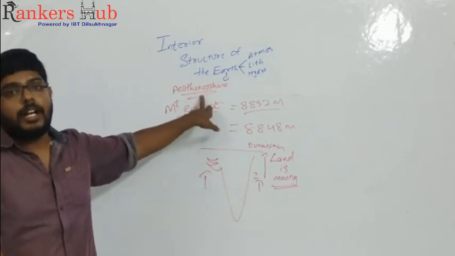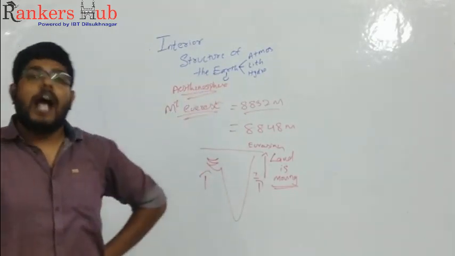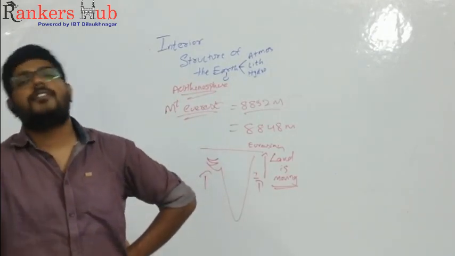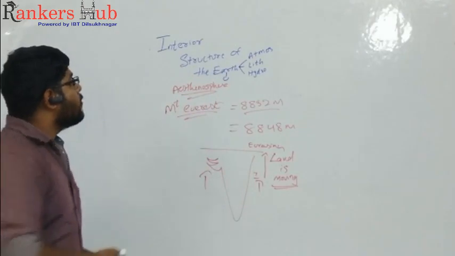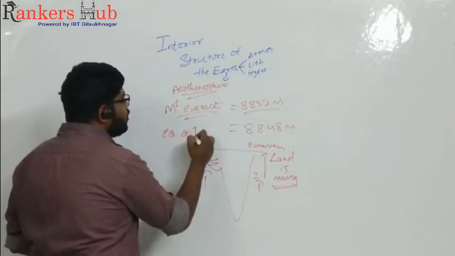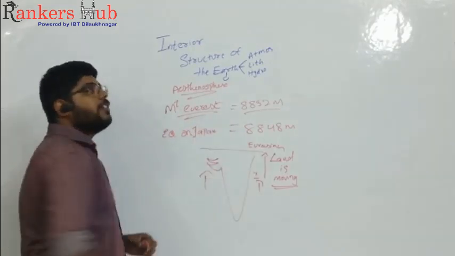This is a recent discovery, right? There are many questions on the Asthenosphere, and this theory is called the plate tectonics theory. How will the question be asked? It will be asked like this: why are there more earthquakes in Japan?